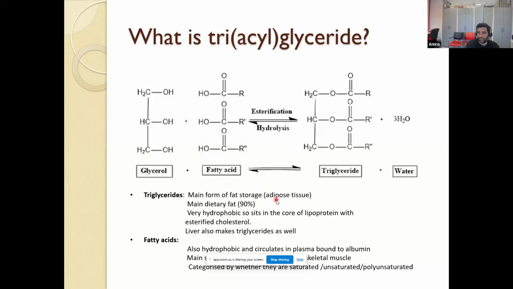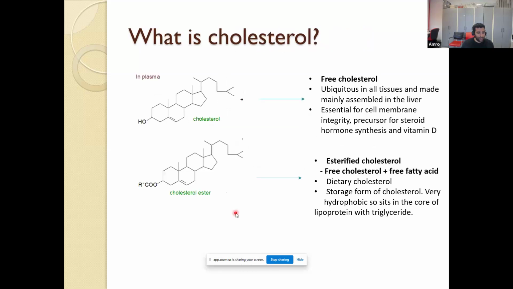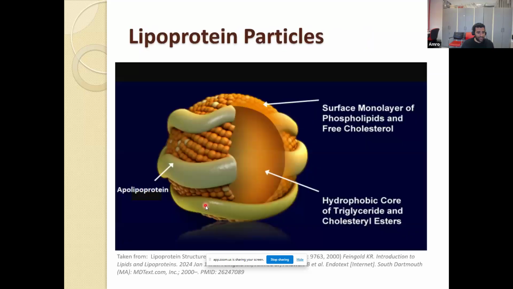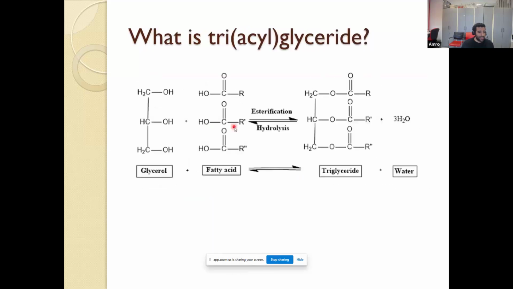So when you're eating fats, most of the fats that you're eating are not cholesterol or cholesterol ester. Most of the fats you're eating are actually triglyceride. Triglycerides are also very hydrophobic, so just like cholesterol esters, they sit on the inside here. Triglyceride and cholesterol esters sit on the inside, and they're carried around the blood to where they're required by the lipoprotein, the Uber-type driver, to get them around.